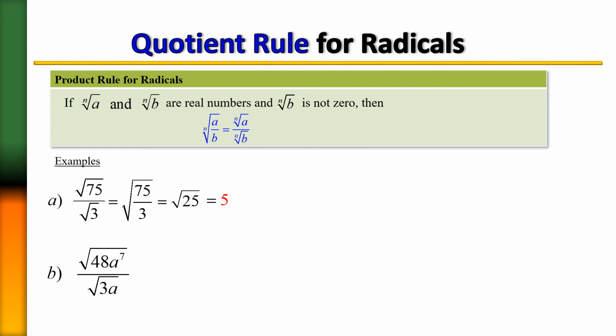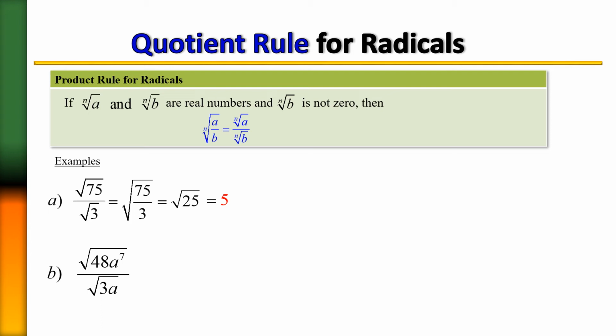Let's take a look at our second example here. Both the top and the bottom have the same index of 2, therefore they're both square roots, so we can apply the quotient rule, which is top divided by the bottom. So you're going to do the numerical part, which is 48 divided by 3, which is going to give you 16. And then with the variables, applying the quotient rule, keep the base of a, top take away the bottom, is going to give you a to the 6th power, still under the radical symbol.